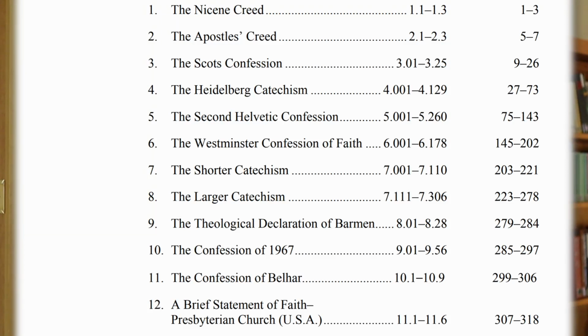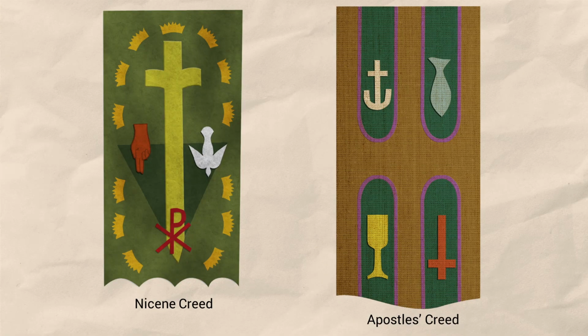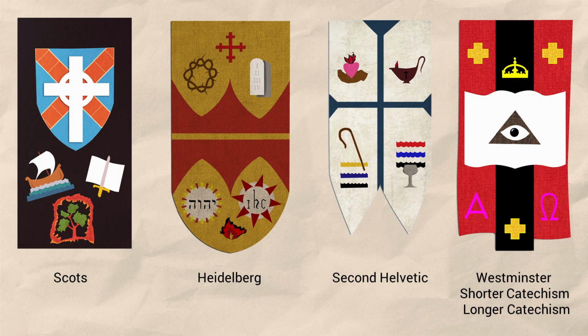So what is this book? Well, first of all, it is a collection of 12 documents. There is the Nicene Creed and the Apostles' Creed. Those are the two old ones. Then we have 6 documents from the Reformation era, including the Scots Confession and the Heidelberg Confession. You'll notice there's only 4 banners here. The one on the right, Westminster, represents the 2 catechisms and the Westminster Confession.